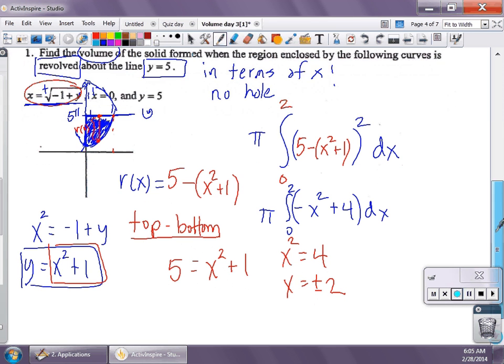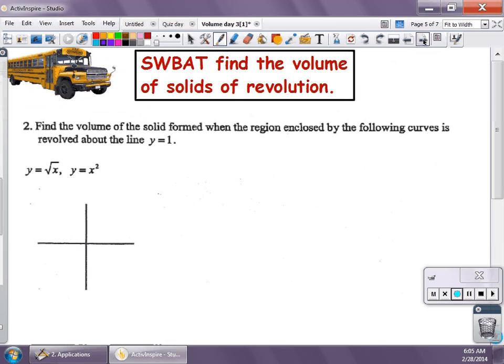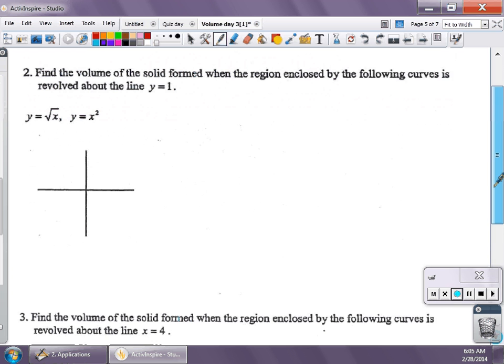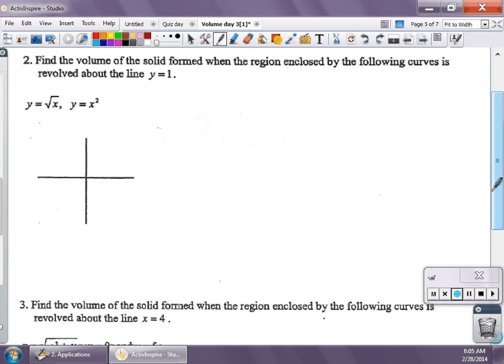All right, let's take a look at a second example. This time we are still finding volume, so nothing's changing there. We are revolving, so we're making circles around the line y equal to 1. That's a horizontal axis.